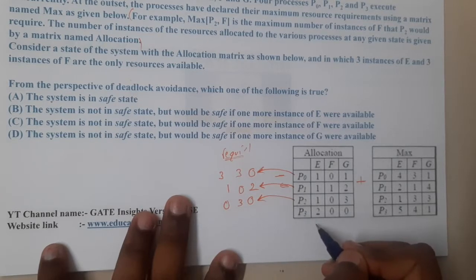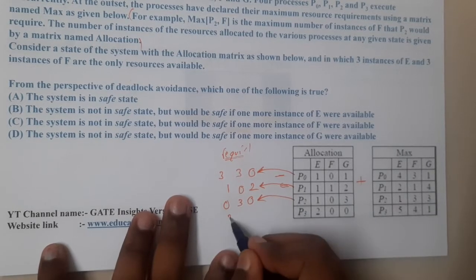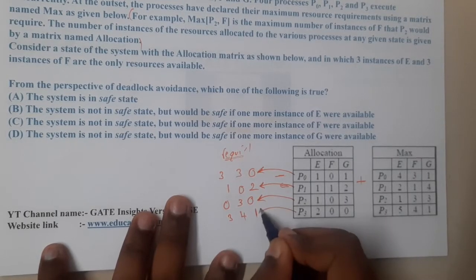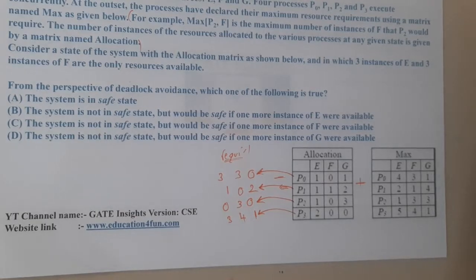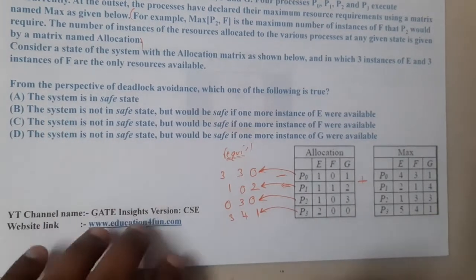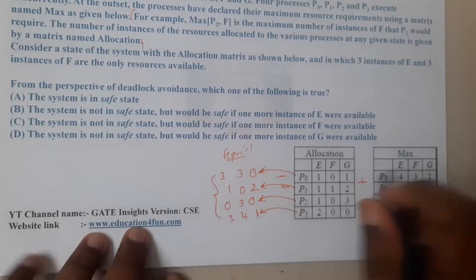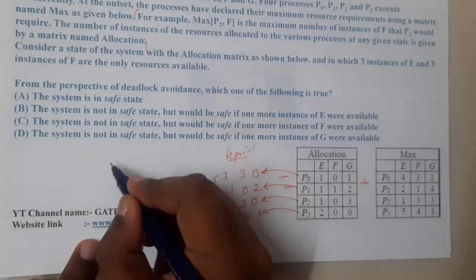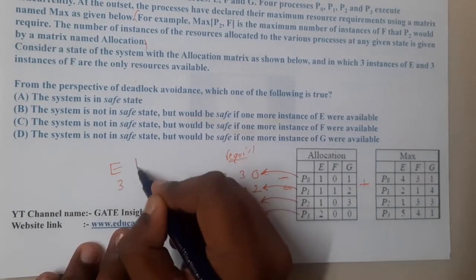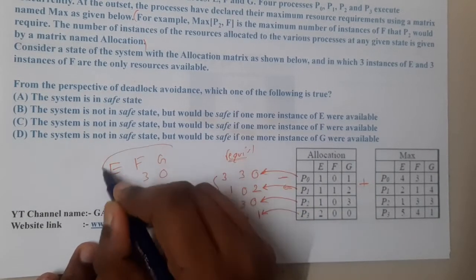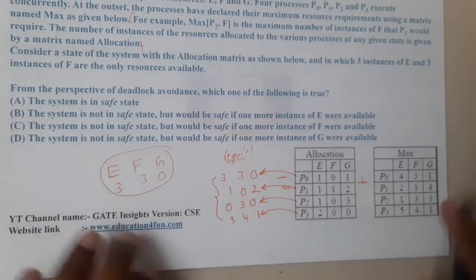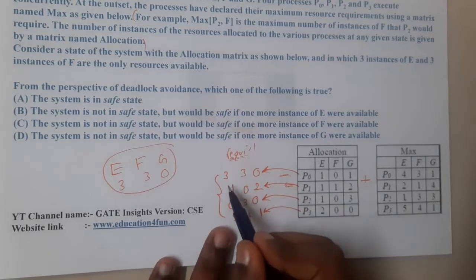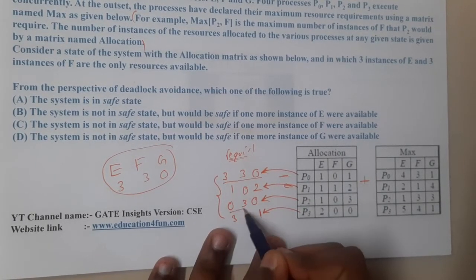Similarly, moving on to P3: 5 minus 2 is 3, 4 minus 0 is 4, 1 minus 0 is 1. So these many resources are required by P3, right? So at the end of the day, these are the resources which they are requesting. And what are the resources available to us now? We have 3 of E, 3 of F and 0 of G. If I have these resources, whom can I fill, guys? If you observe carefully, there are two possibilities: I can complete P0, or I can complete P1.